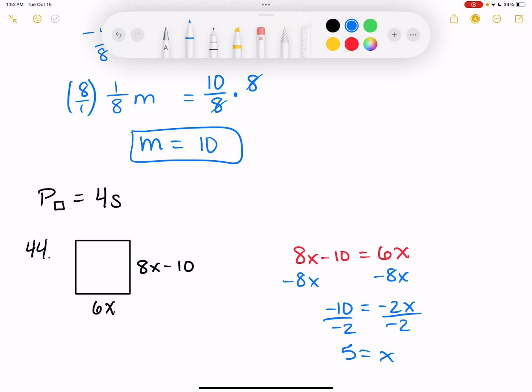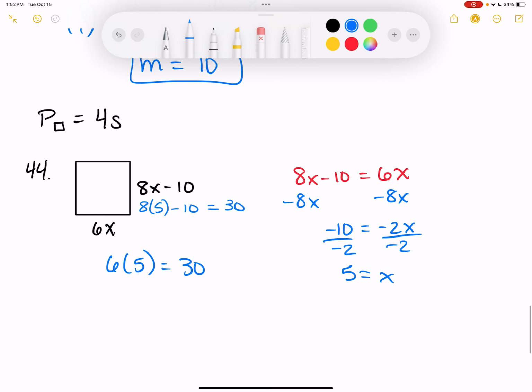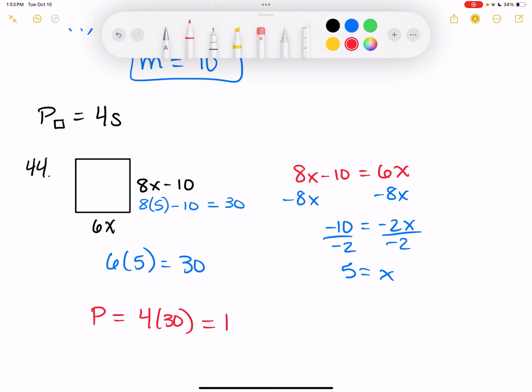So that means if I plug in 5 over here for x, what is this side length going to be? 6 times 5 is 30. If you want to check it and verify, you can plug it in this one. 8 times 5 minus 10 is 30. But now remember, I want perimeter is what it asks for. So I need to take this side length that I got and multiply it by 4. So 4 times 30 is 120. So that would be the answer that it's looking for. Okay, so that's kind of applying what we've been doing to be able to do that.